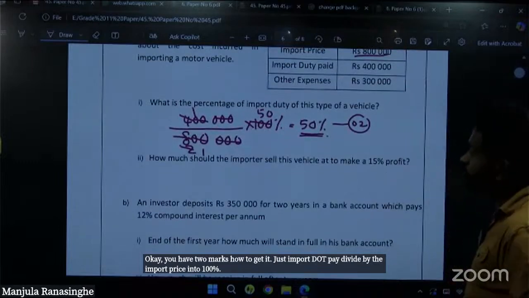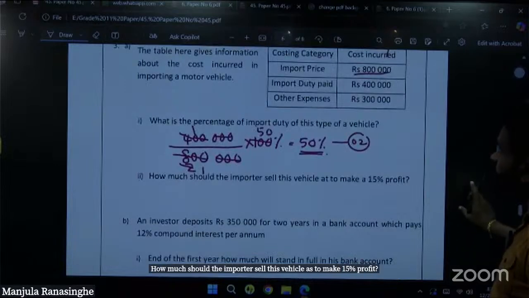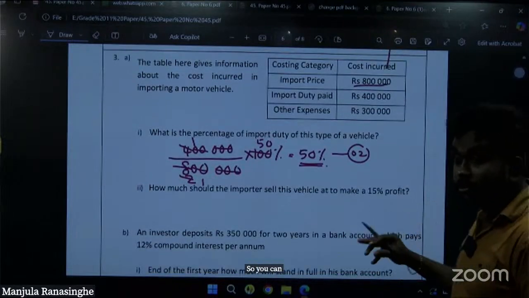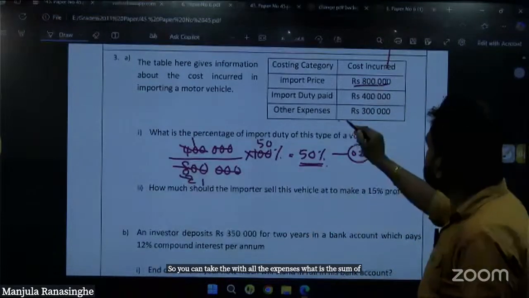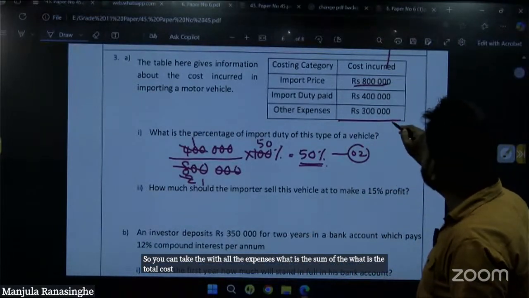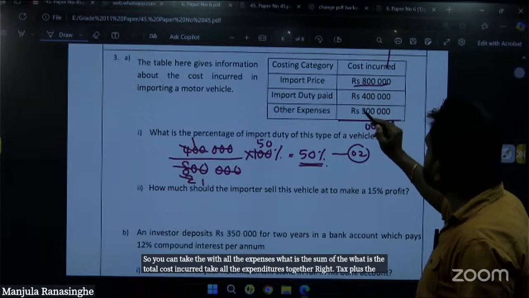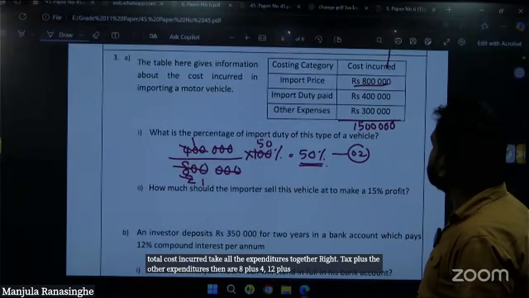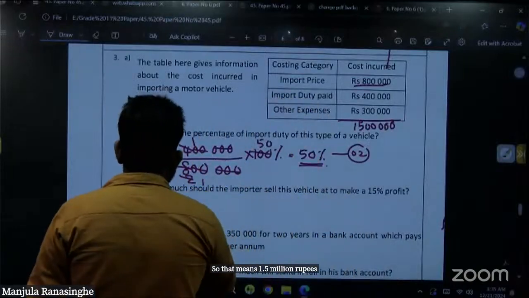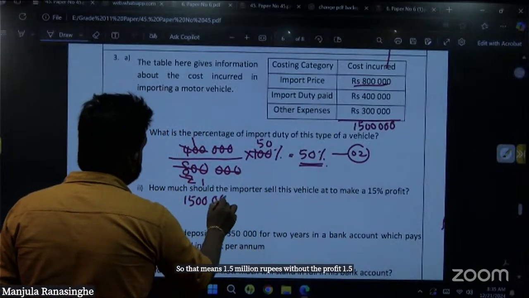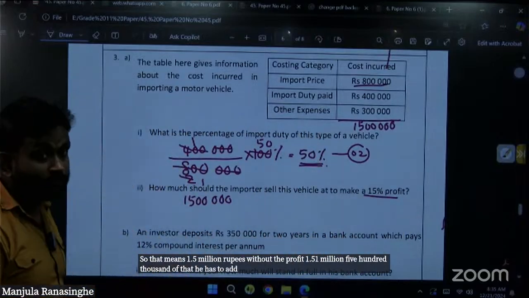How much should the importer sell this vehicle at to make a 15% profit? So you can take all the expenses, what is the total cost incurred? Take all the expenditures together, right? Tax plus the other expenditures, then 8 plus 4, 12 plus 3, 15. So that means 1.5 million rupees without the profit, 1,500,000. Of that, he has to add 15% profit on that.